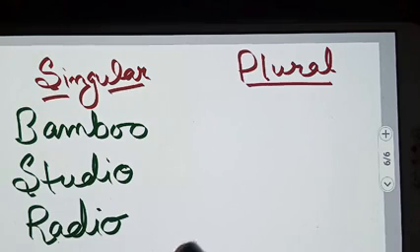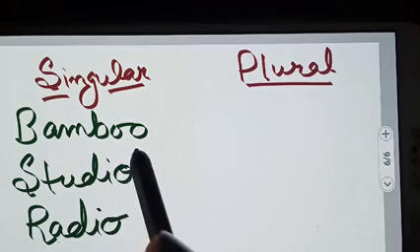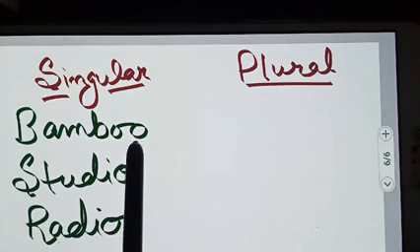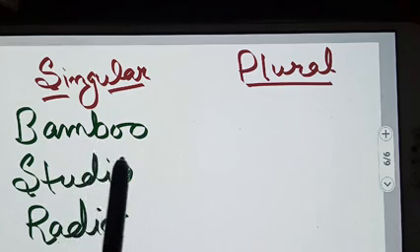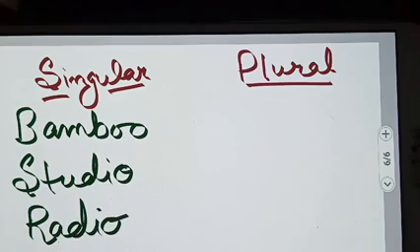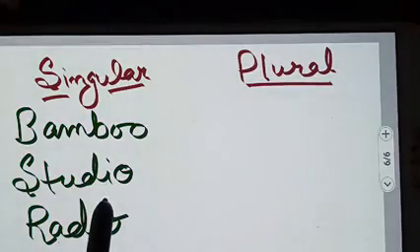Now students, see these examples, see these words here. Although all these three words are ending with o, we will not use es here. Why so? Because this o is followed by a vowel. In each of the words you can see a vowel before this o: bamboo, studio, radio.